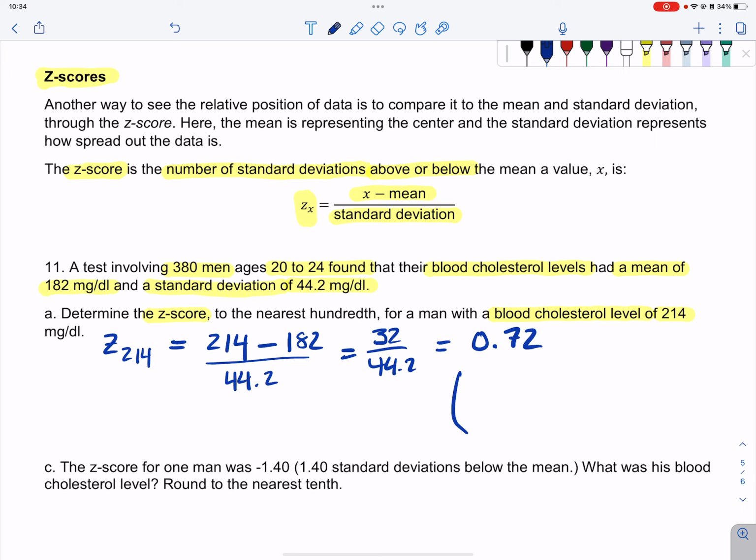So now what does this mean? This tells us that they are 0.72 standard deviations above the mean. So that's the number of standard deviations away from the mean their cholesterol level is.